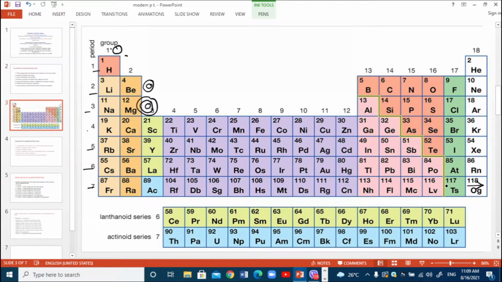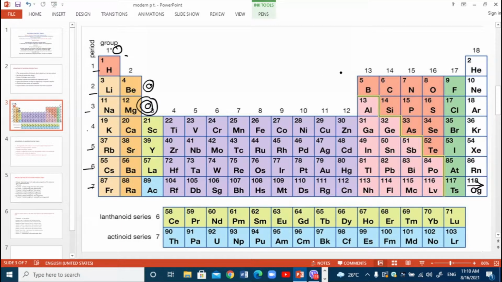Now we'll go to the groups. Groups are vertical columns where all the elements in the same group have similar properties. So there are 9 groups and the 9 groups are subdivided into 18 columns. You can see in the table there are 1 to 18 vertical columns in this table.